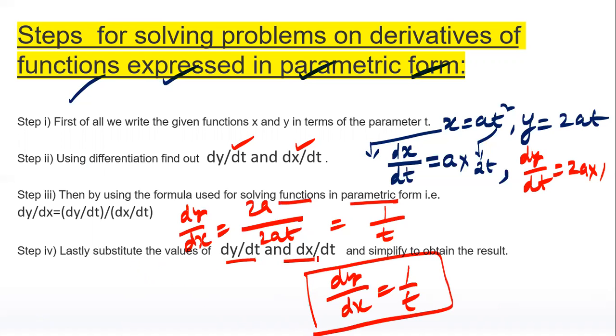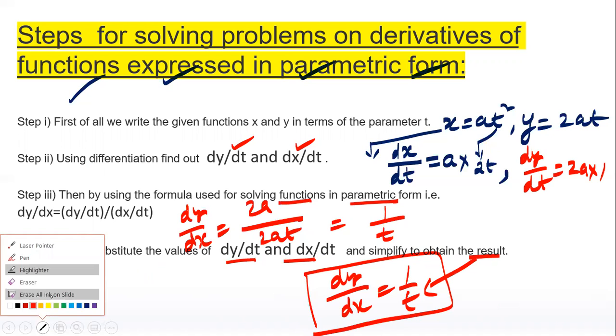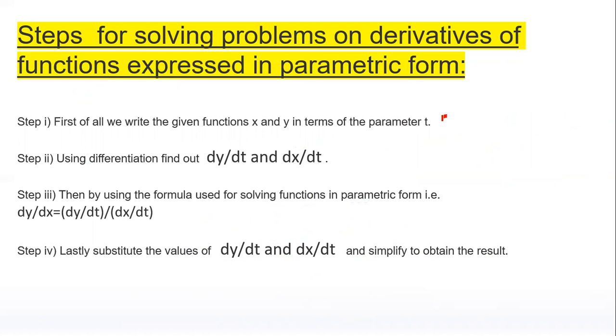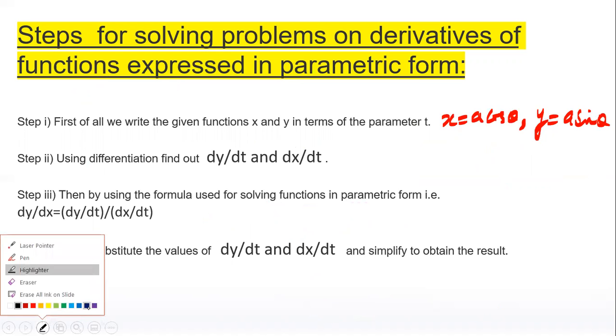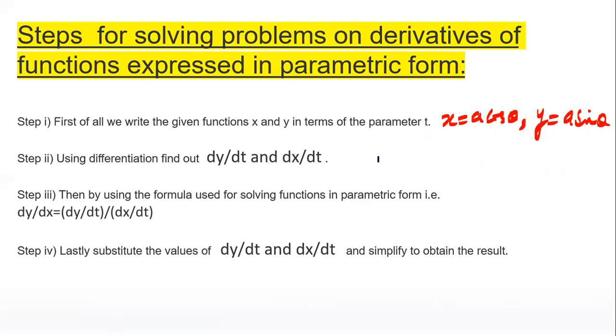Lastly, substitute these values and simplifying, we will obtain the result. Similarly, we can find out if it is given to us x equals a cos theta and y equals a sin theta. Here in this case, what we will do, we will find out dx over d theta, that is minus a sin theta, and dy over d theta, that is a cos theta.